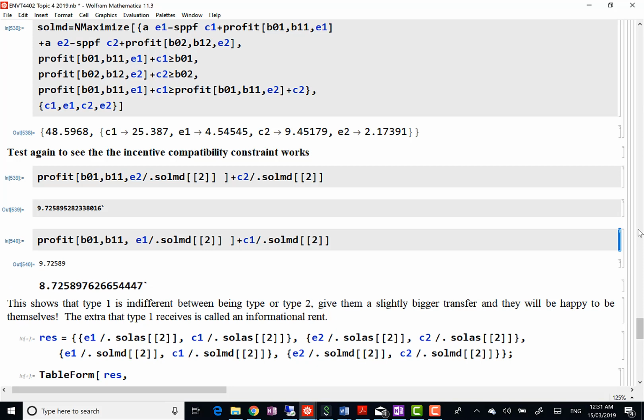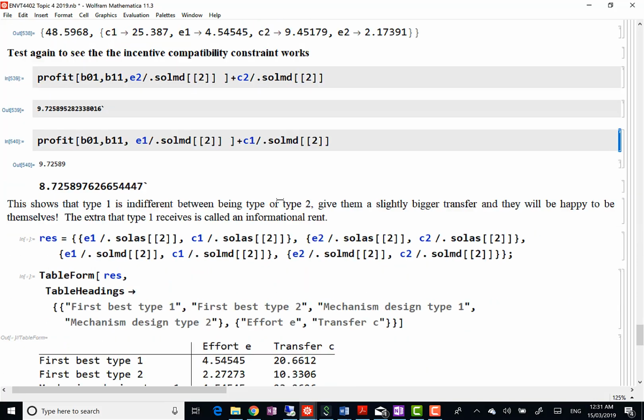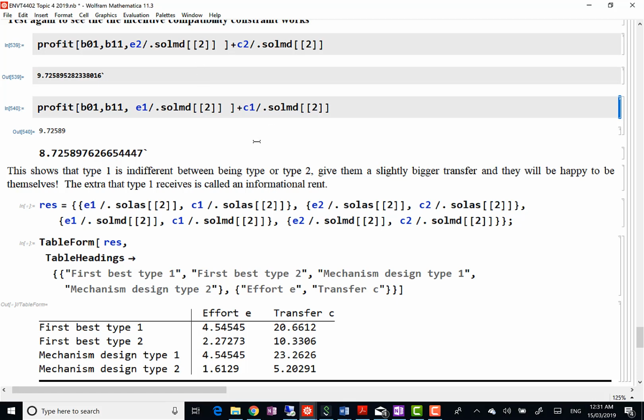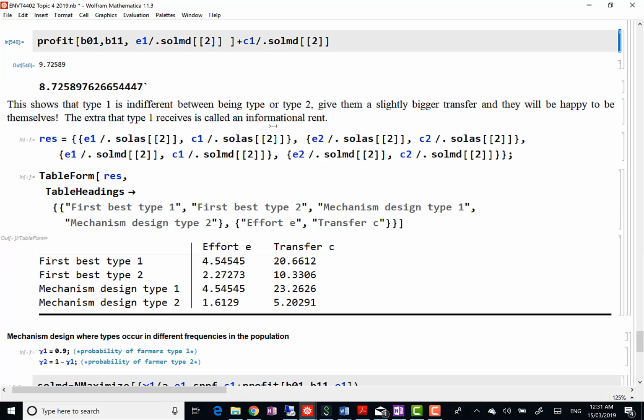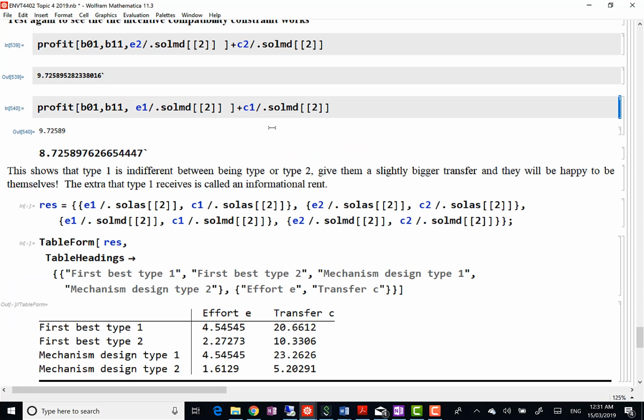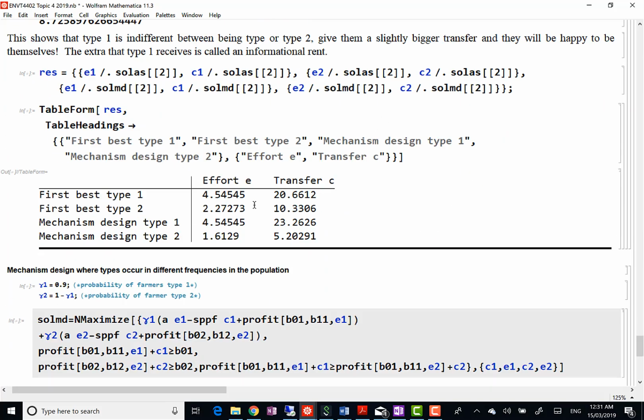profit. So it's indifferent. The farmer is indifferent between choosing the contract intended for the other farmer and the contract that is intended for them. In fact, you could add a bit more to the transfer payment just to make sure that they clearly want to select the right contract. And we can summarize the results here.